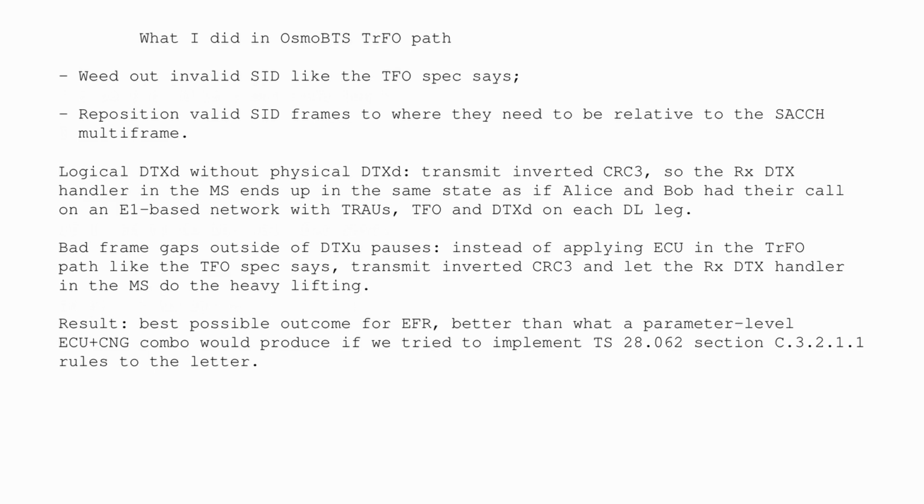So what I did here is basically kind of like cheating. What we are doing right now in OsmoBTS does not fulfill the letter of the spec, but it achieves the desired result. And if I dare say, the result is actually better than what we would get if we tried to do the spec by the letter. Because the idea that I took here was, what if we can just fool the GSM MS?